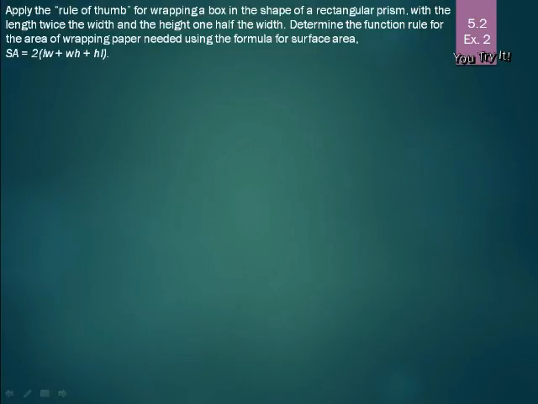Remember that we want to use the rule of thumb here, which is just adding 25 hundredths feet to every single length, width, and height, which is the same thing as adding 3 inches. Let's write down what they gave us in terms of the length and the height. They tell us the length is twice the width. So if our width is W, then the length L will be 2W because it's twice the width. And the height is 1/2 the width, so H is 1/2 times the width.